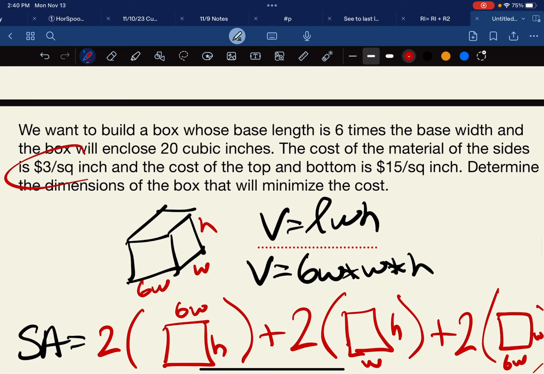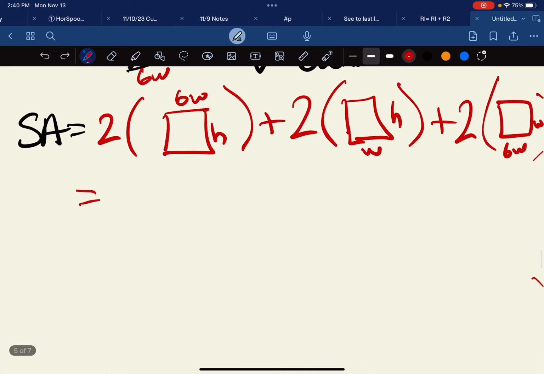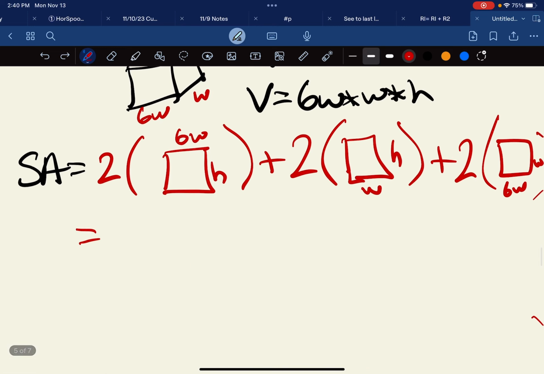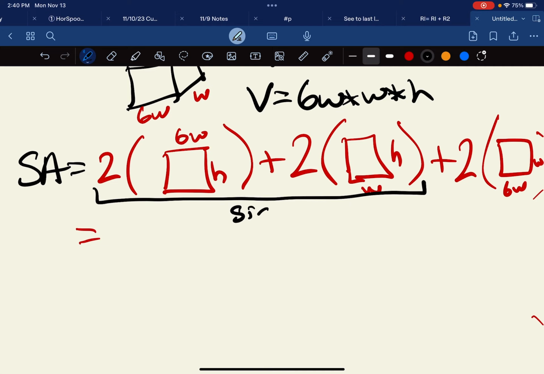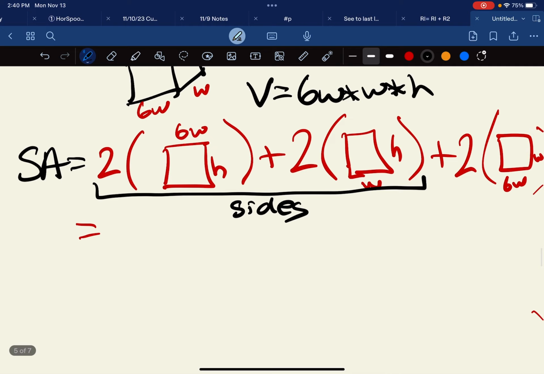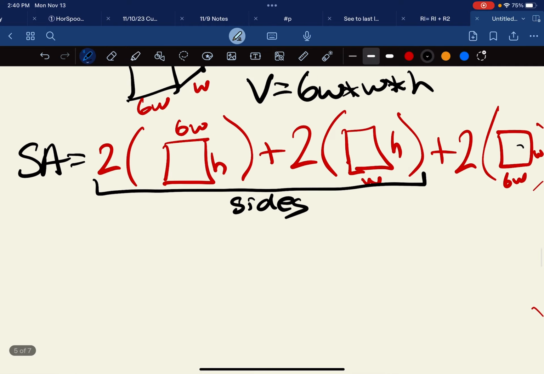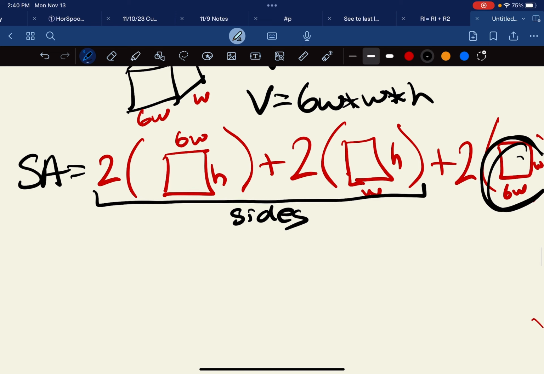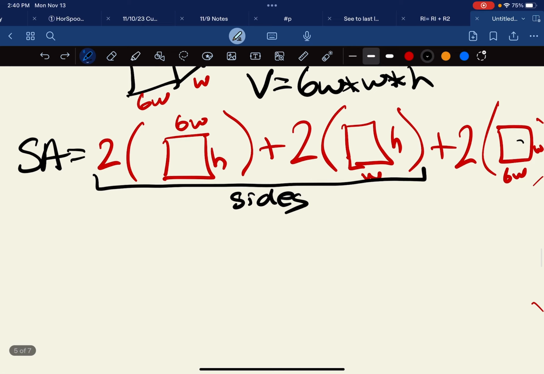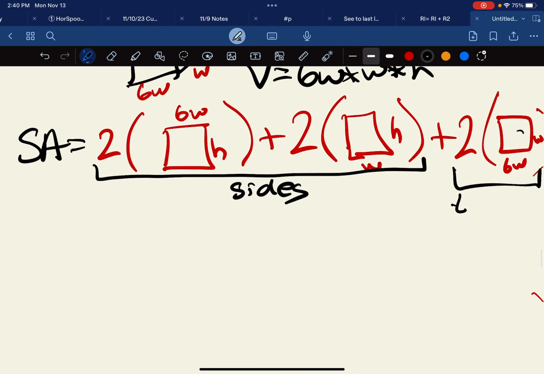So the sides are $3 per square inch. So those 4 sides are going to be the sides. And then notice that this, 6W and W, is literally just our base. So this is going to be top and bottom, 1 for the top, 1 for the bottom, hence why there's a 2 here.